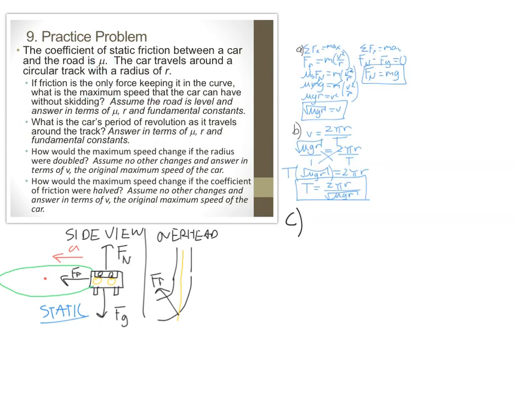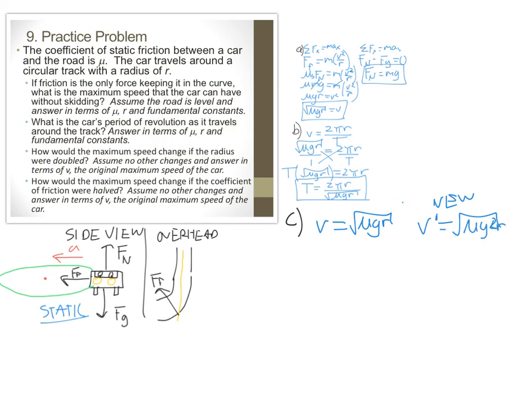For part C, we're asked how would the maximum speed change if the radius were doubled, assuming there's no other changes. So what I'm going to do for that is I'm going to take my equation for the maximum speed, v equals the square root of mu gr, and I'm going to set up a new equation. So my new equation is going to be v prime, my new maximum speed, equals the square root of mu g 2r, twice as much radius.